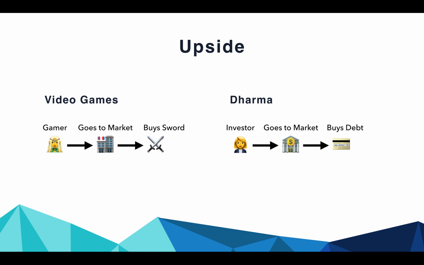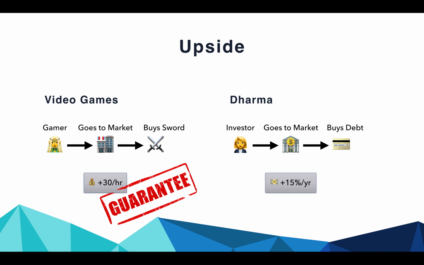So if we compare video games with crypto economics, we can see that there is an upside to both of them in purchasing items or non-fungible tokens, or however you want to abstract that idea. There is one important difference between the upside of a video game versus the upside of a marketplace like Dharma, and that is that in video games, that upside, that return, is guaranteed, because as long as you play the average of 10 hours of gameplay, you're going to earn that extra 30 loot per hour, because that's just how the game is written.